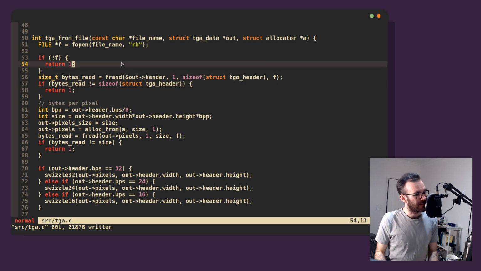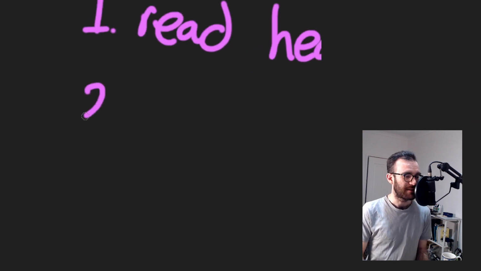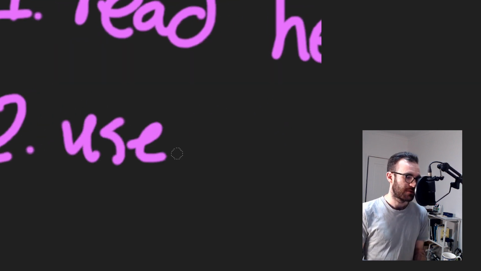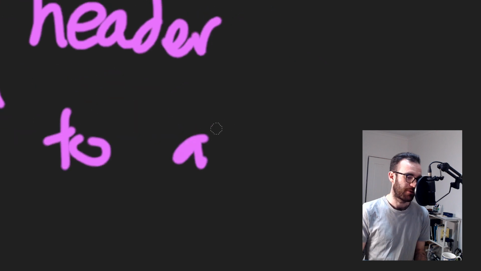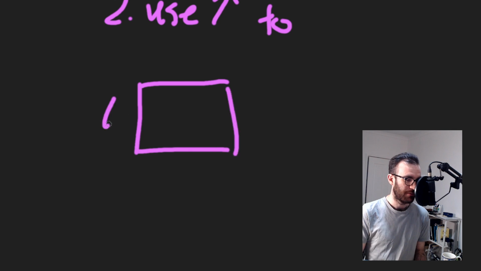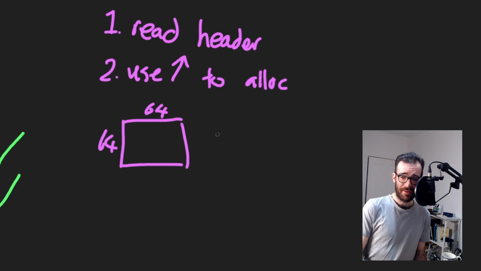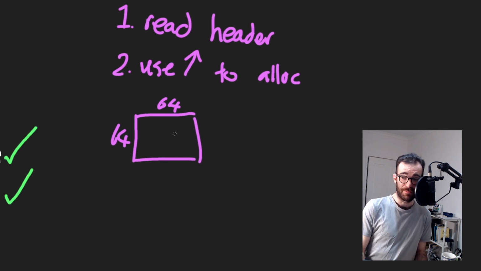Okay, so the point is, when we load a TGA file, we do it in two steps, right? In step one, we read the header so that we know how many pixels to allocate. And then in step two, we use this to allocate the correctly sized buffer. So if our image is 64 by 64, we only know how many bytes we need for our buffer to load the pixel data into after we've read the header.